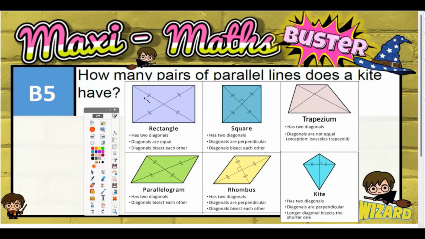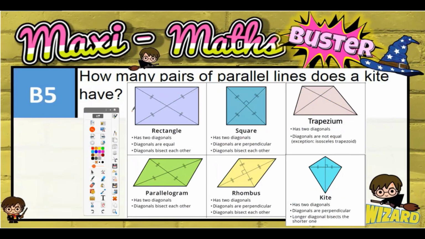So a rectangle has 2 pairs of parallel lines. Left and right are parallel. So that one's parallel, those 2 are parallel. And then top and bottom are another pair of parallel lines. A square, we've got a pair of parallel lines left and right and a pair of parallel lines top and bottom. Notice how I'm using a single pair of arrows to do the first pair and then a double arrow to do the second pair.